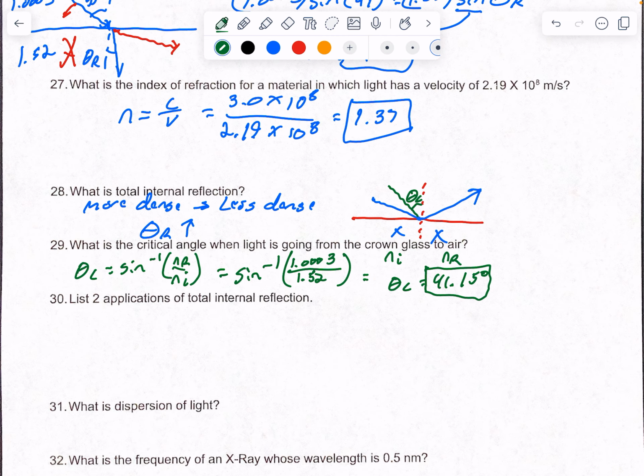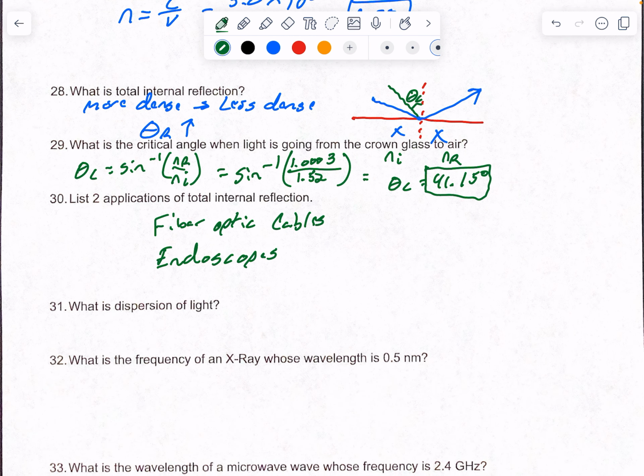List 2 applications of total internal reflection. So fiber optic cables work this way. You don't really want to lose light, so basically it's all internal reflection. And then things like endoscopes, so a lot of cameras and stuff will do that, where you want basically everything to stay where it's at and not refract through.